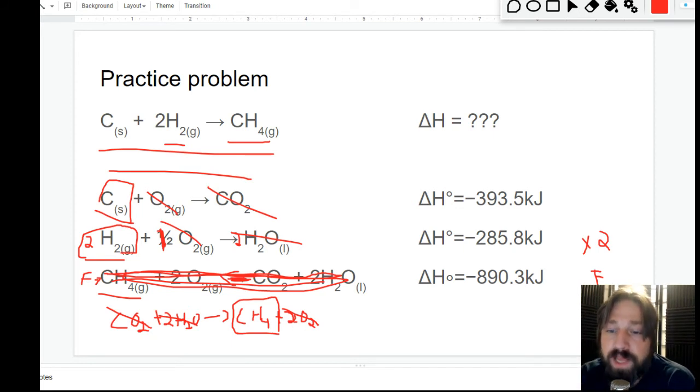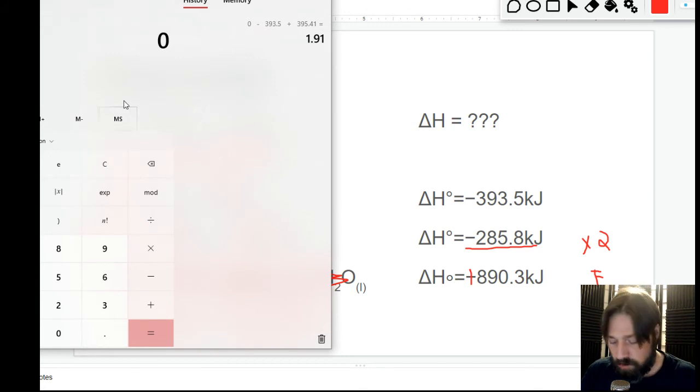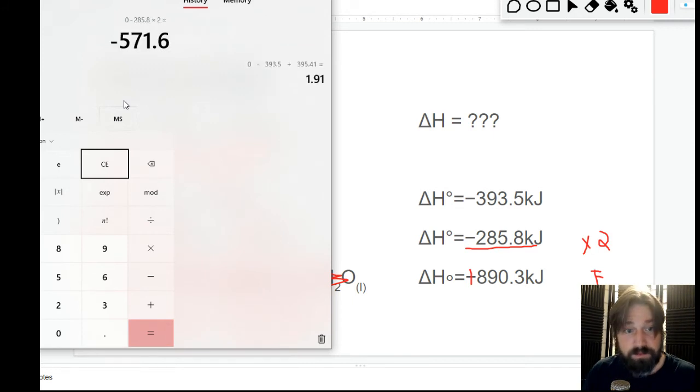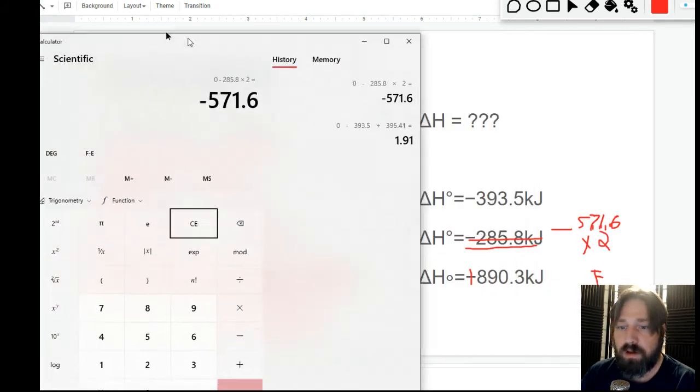Okay? So now we can go through and do the same thing here. What I'm going to do is flip this delta H, because I had to flip the reaction. I need to double this guy. Let me pull out good old Calcutron. Negative 285.8 times 2. And so this is going to be negative 571.6. Great.